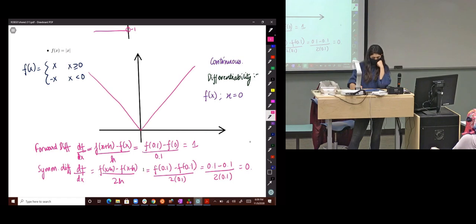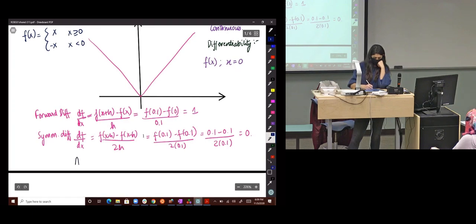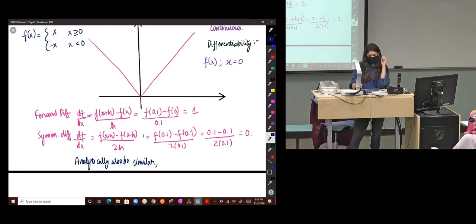Are these comparable? Are these the same? No. So analytically, the left hand and the right hand limit of this differential will not be the same, and because these are not equal, f of x equals absolute value of x is not differentiable.